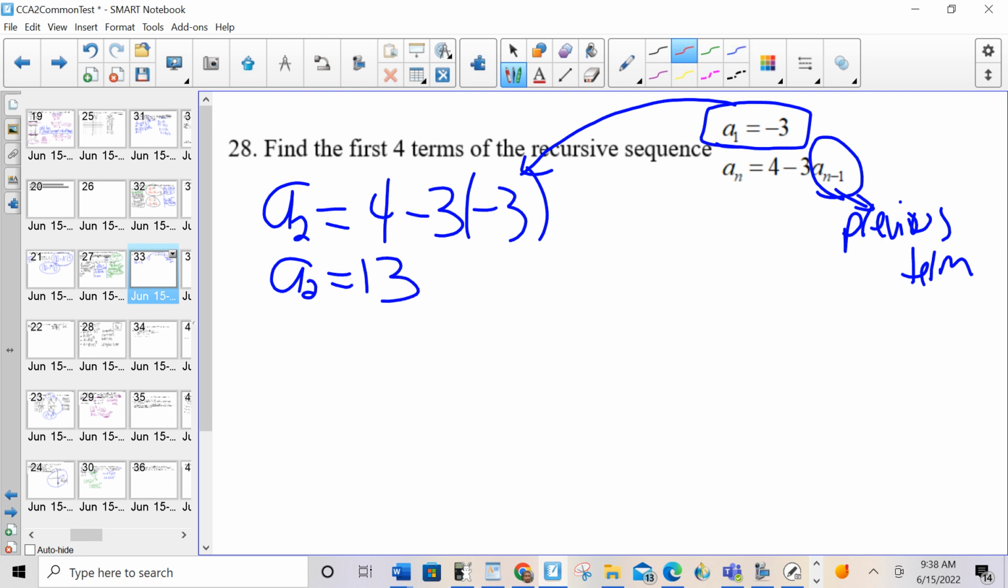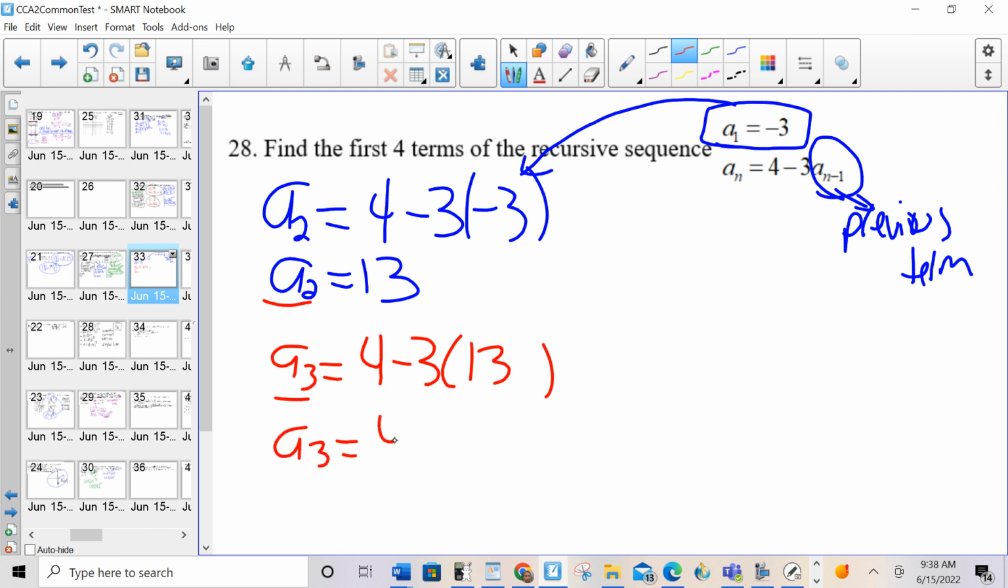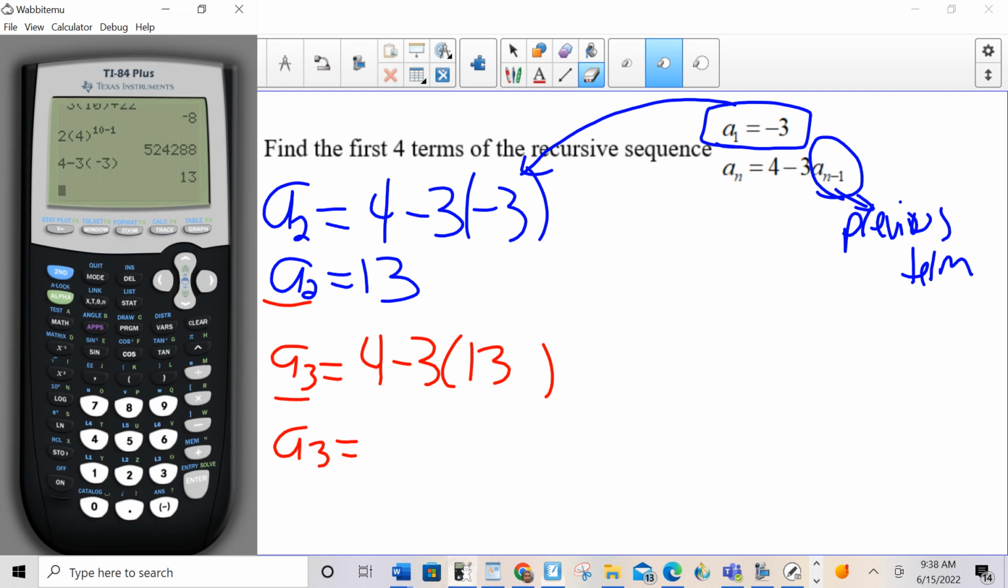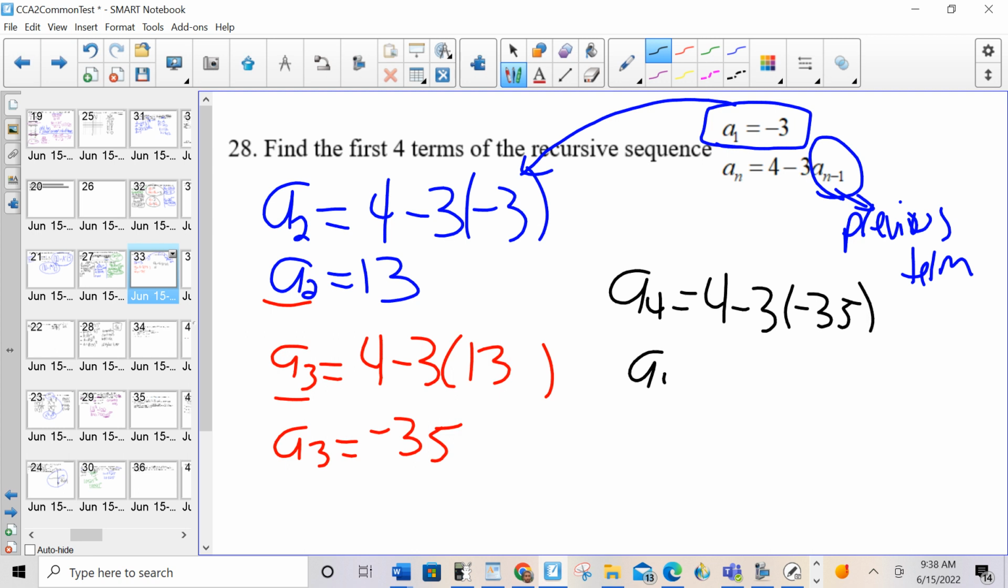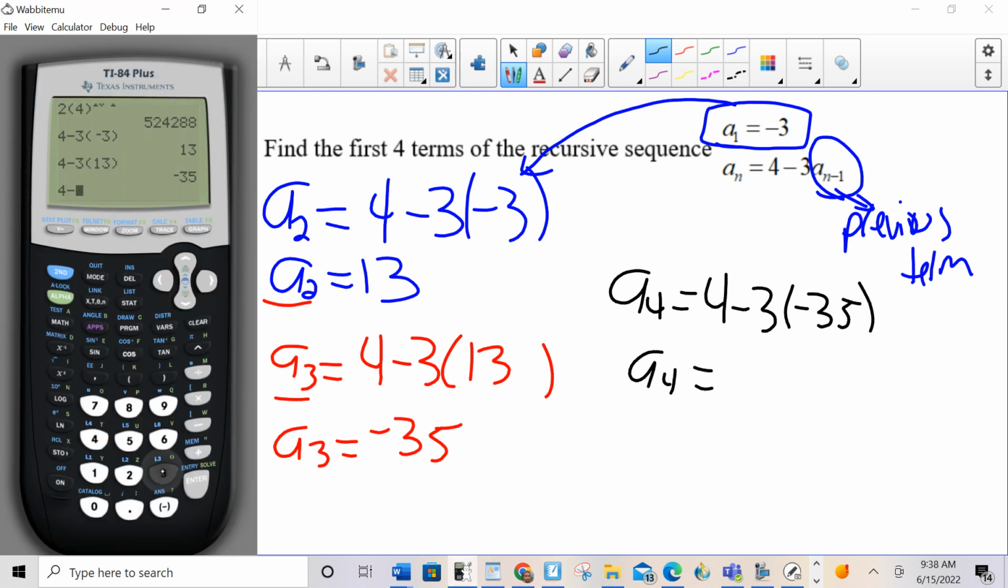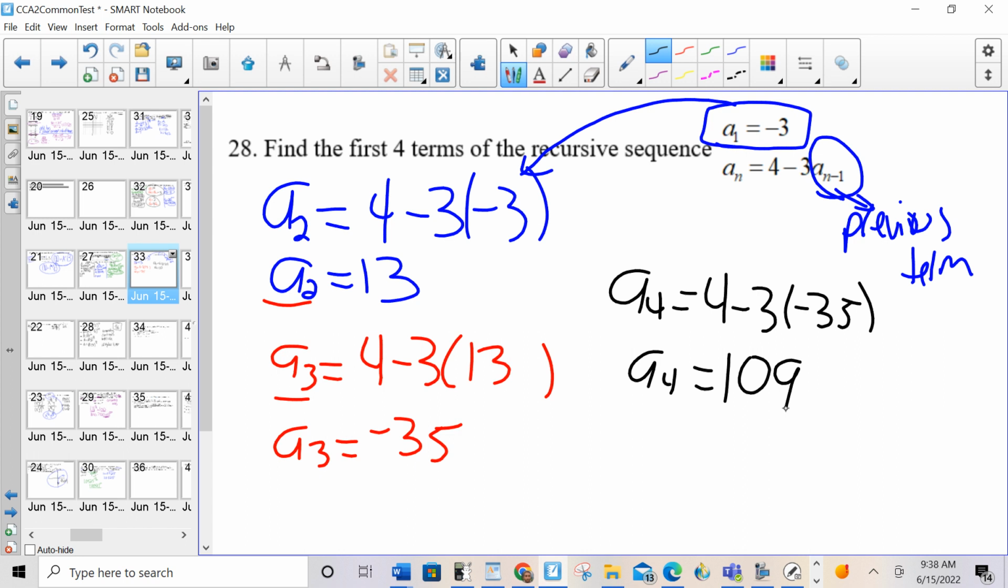Now that I have the second term, I can find the third term. 4 minus 3 times the previous term. Well, if I'm finding the third term, the previous term is the second term, which is 13. You can pop this whole thing into the calculator. 4 minus 3 times 13 is -35. And now that I have the third term, I can find the fourth term. 4 minus 3 times -35. And I got 109.